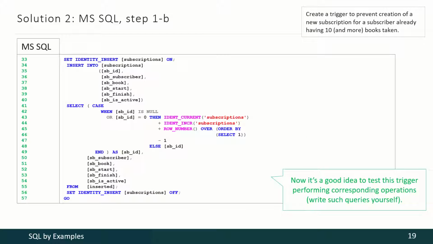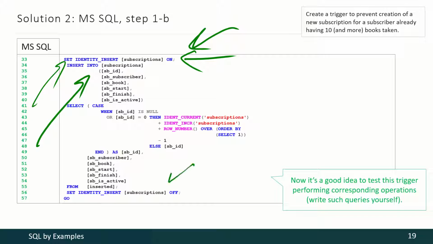But if the transaction was not aborted and we've gotten to this point, here we are allowing the insertion to the identity field, and here we are executing the insert operation, and then disallowing the insertion on the identity field. And that's all. And here is the attentiveness test. There is some issue with this trigger, so please pause the video and try to find that issue.